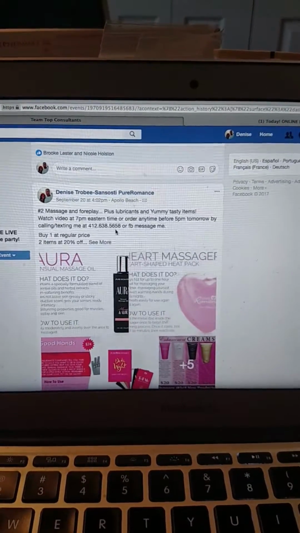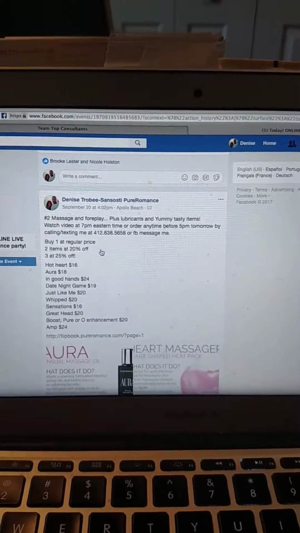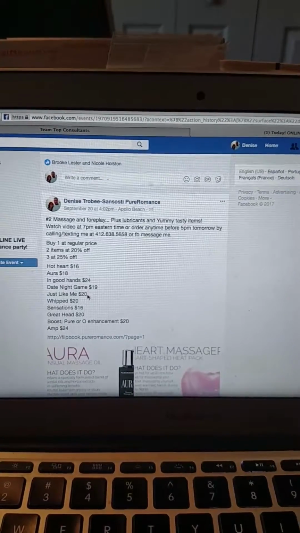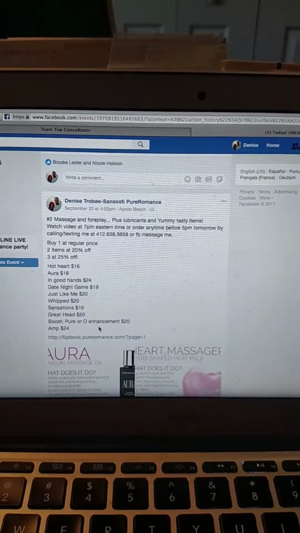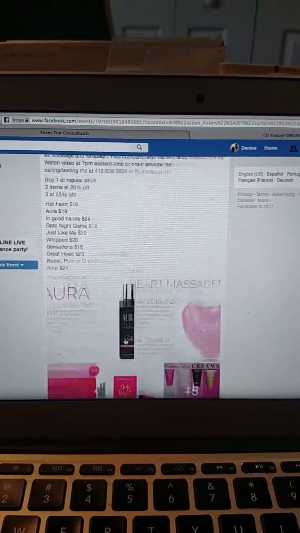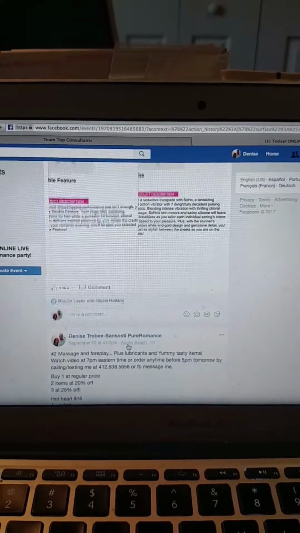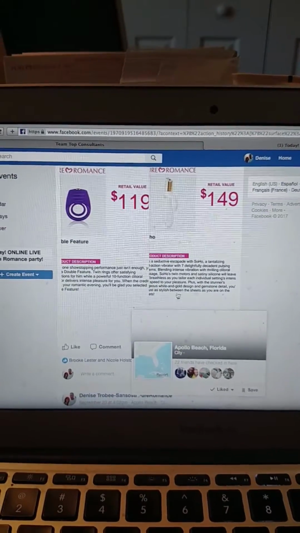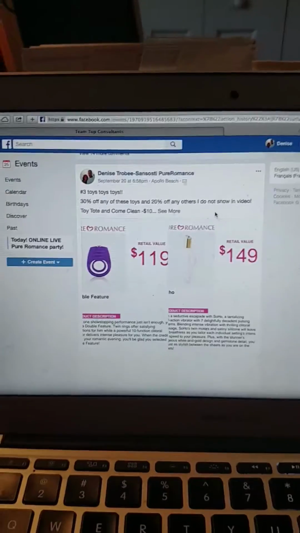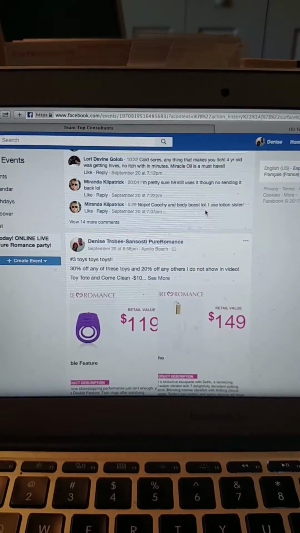Segment two, massage and foreplay items. Again, I put what my sale was, what the expectations were, all the items and the regular price, and then descriptions about the products. So if somebody is a visual person, they could go over those. If somebody likes to watch and listen, then they had the videos.